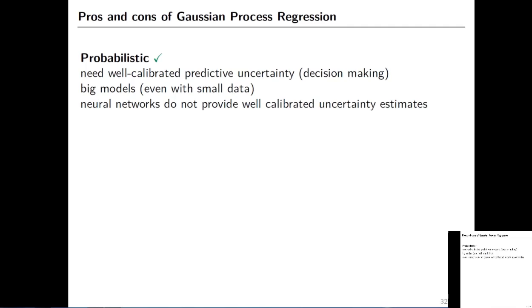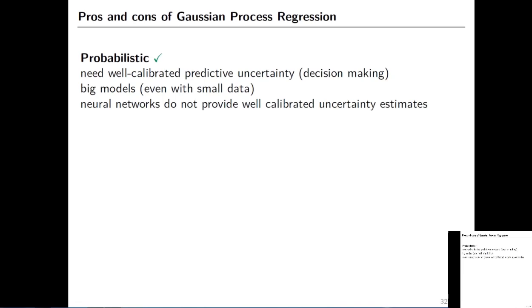You know, maybe you have an autonomous vehicle and you want to do pedestrian detection, and you need to know, is there a pedestrian there, and how confident am I that there's a pedestrian there in order to decide whether to drive your autonomous vehicle forward. So that's one reason why we need predictive uncertainty, because decision-making requires accurate uncertainty estimates.